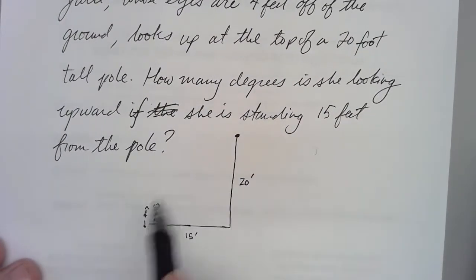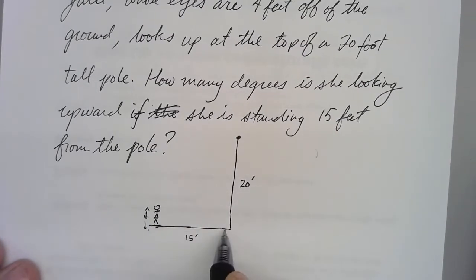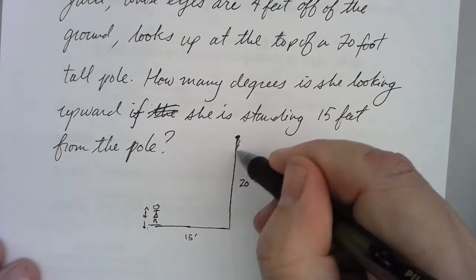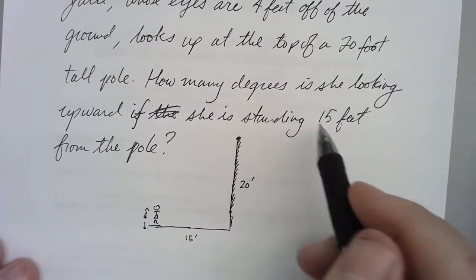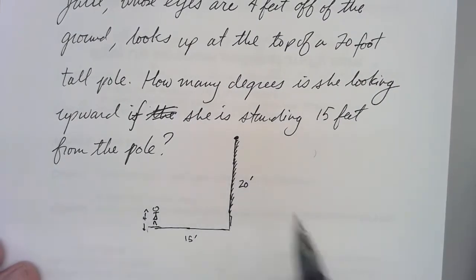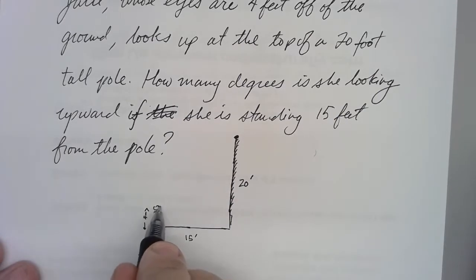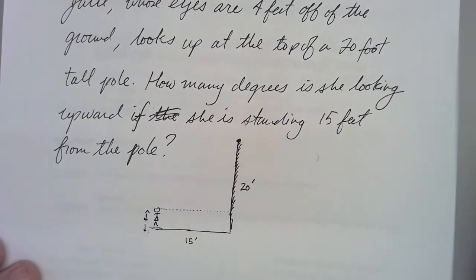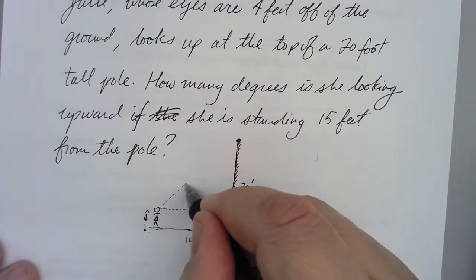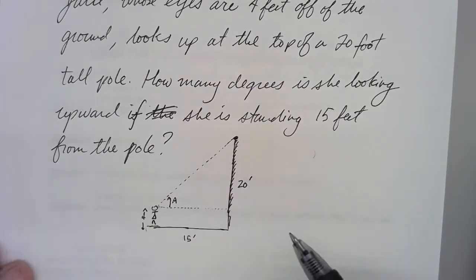So this is our situation. Julie's 4 feet tall, or her eyes are 4 feet off the ground. She's a young girl. She's 15 feet from this pole. Here's my pole. The pole is 20 feet tall. How many degrees is she looking upward if she's standing 15 feet from the pole? So this is another angle of elevation. When I talk about degrees looking upward, we have a horizontal line going like this from her eyes, and then she's looking at the top of the pole, and I want to know this angle here, A. How many degrees does she have to look upwards?